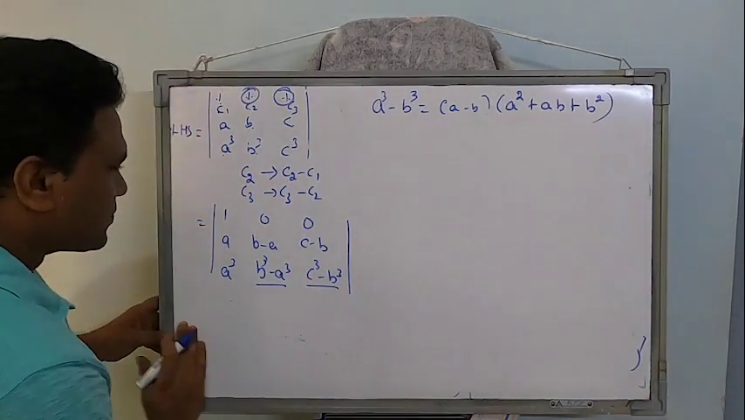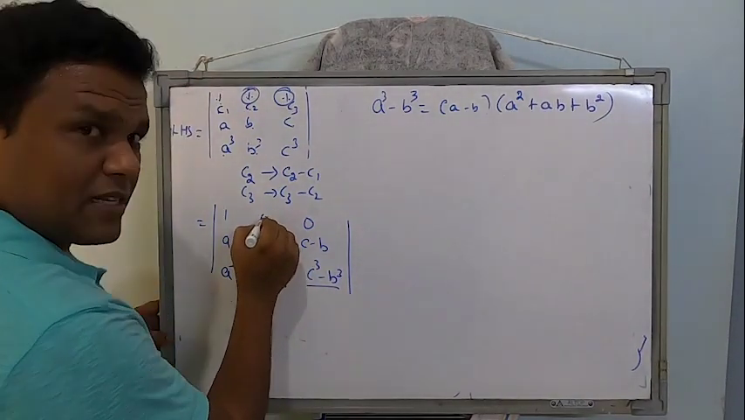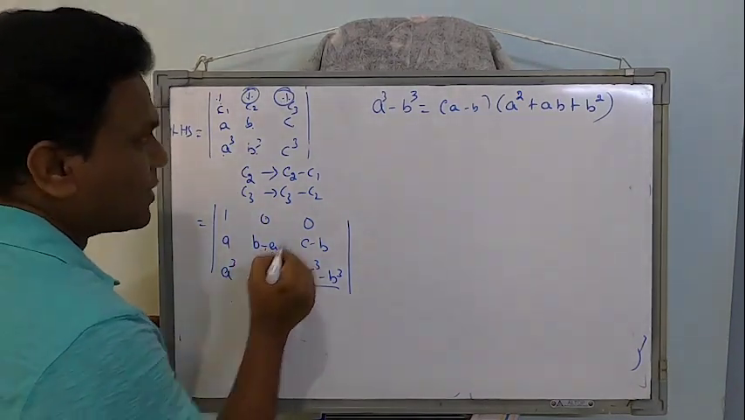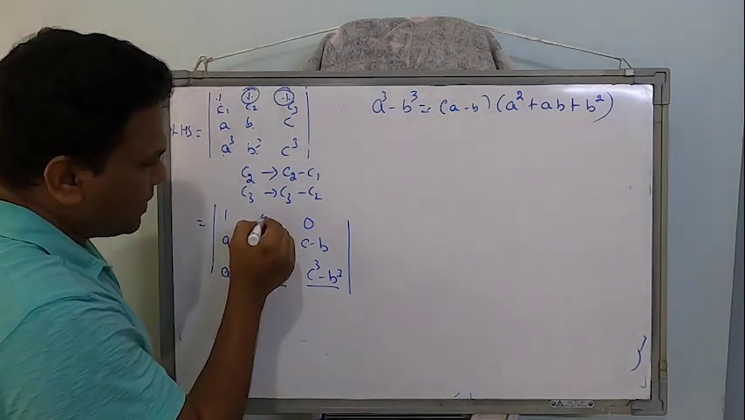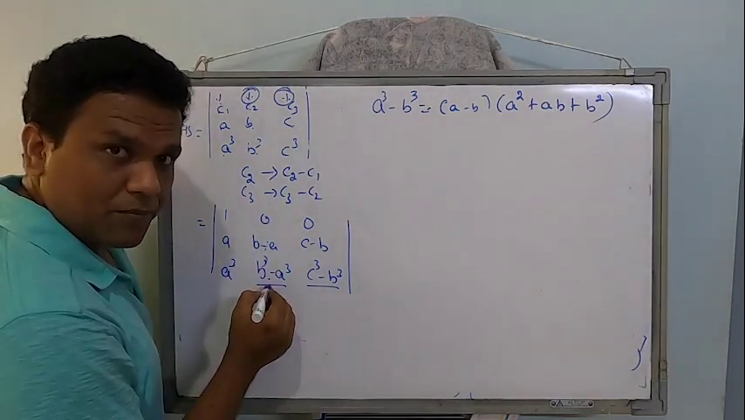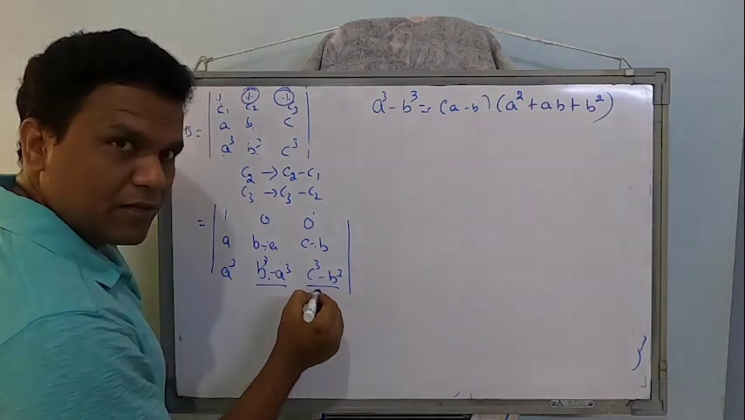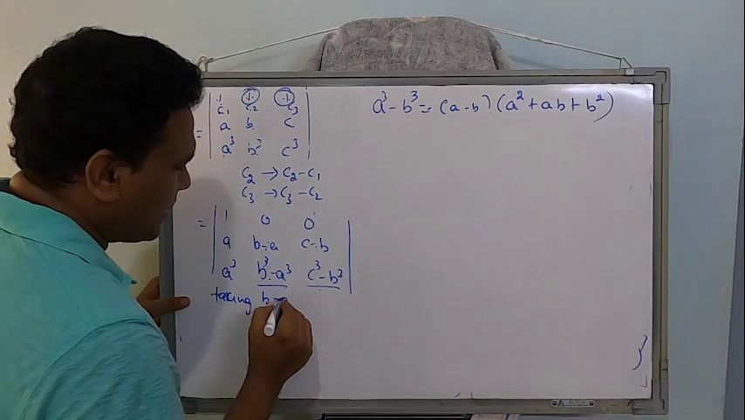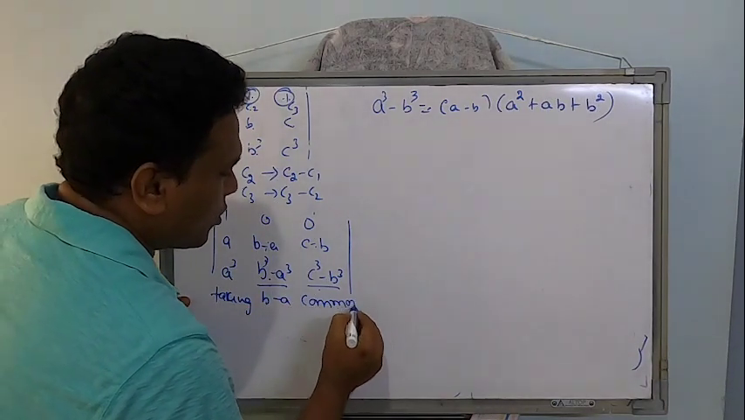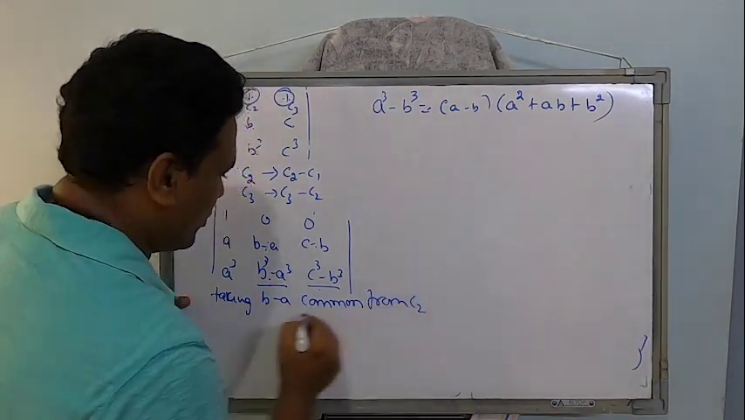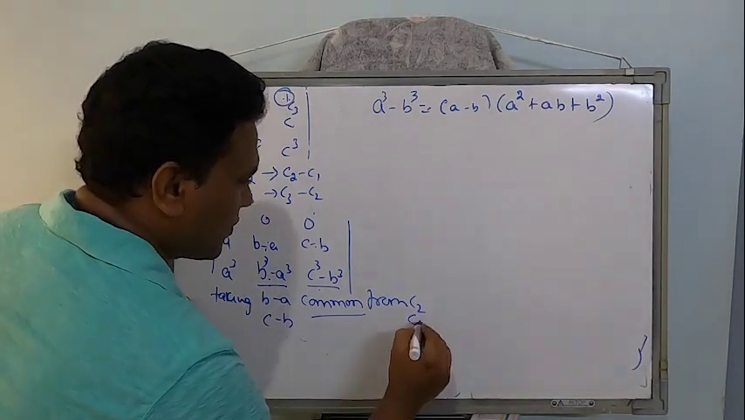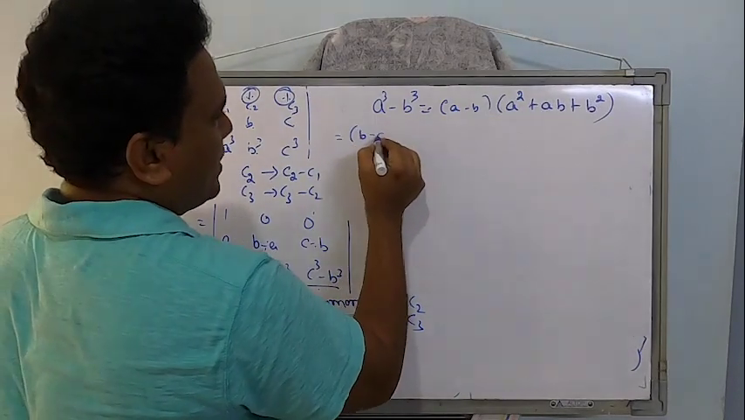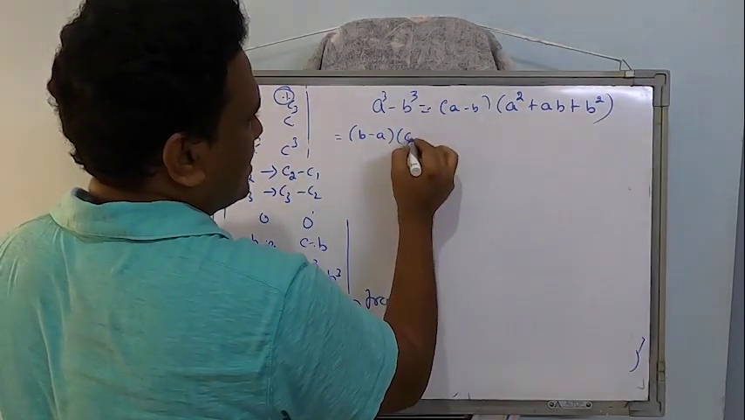Clear? So you can observe that B minus A is present here, 0 multiplied by B minus A, and here also B minus A, and the expansion of this, right? Now B minus A is common from the second column, and C minus B is common from the third column. So what should I write? Taking B minus A common from C2 and C minus B common from C3. Clear? So after taking common, it is B minus A multiplied by C minus B.